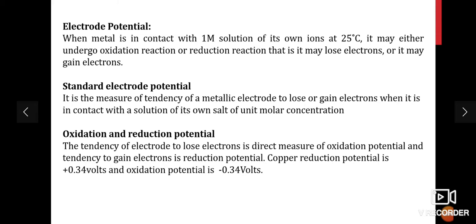What is oxidation and reduction potential? The tendency of an electrode to lose electrons is a direct measure of oxidation potential, whereas the tendency of an electrode to gain electrons is nothing but reduction potential.